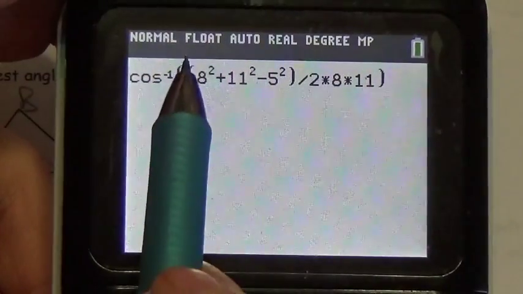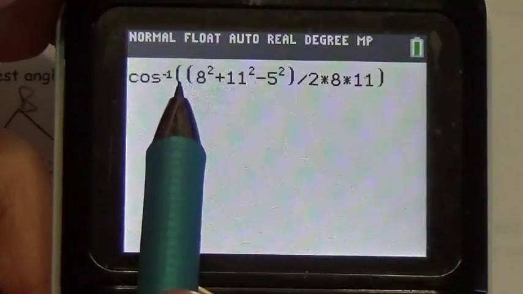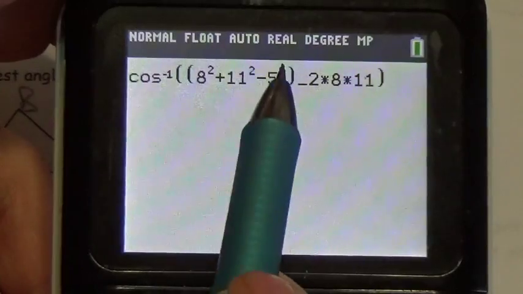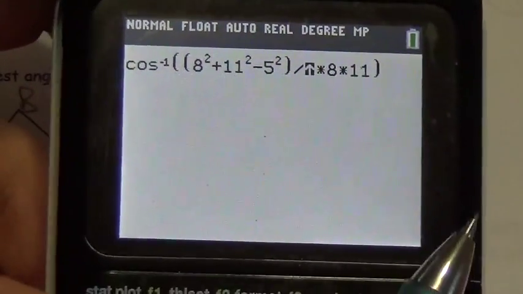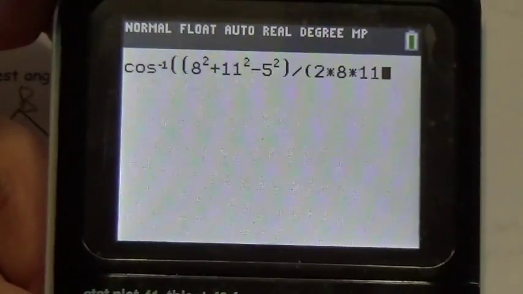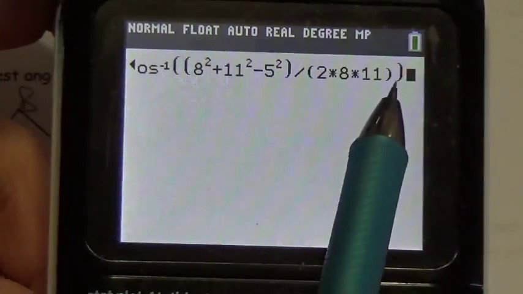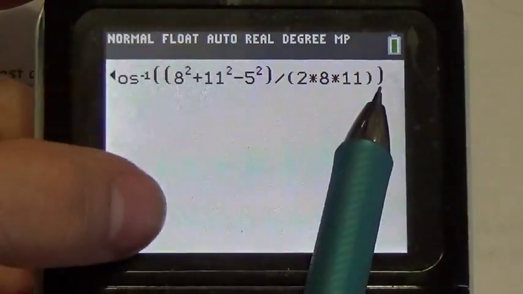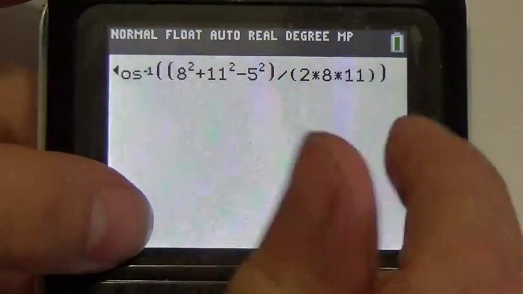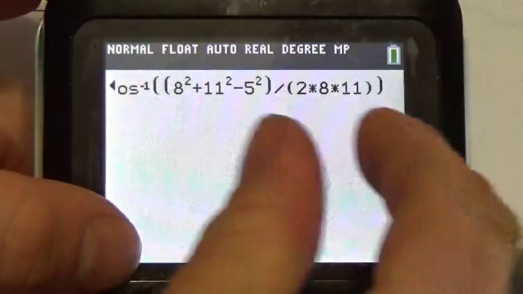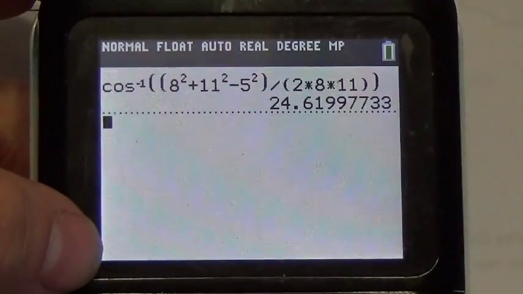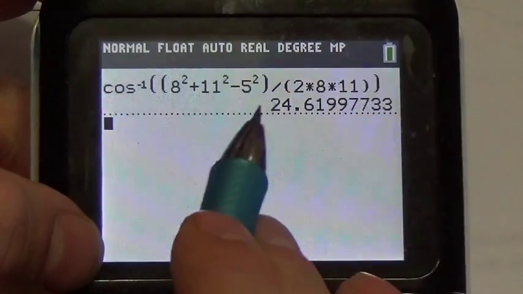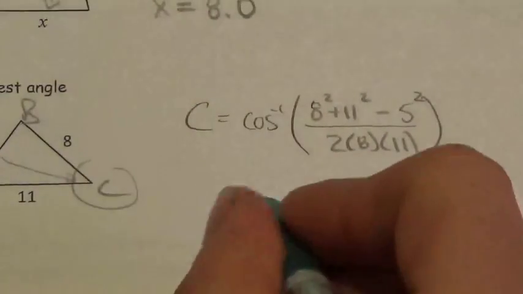Now, bear in mind, I still need this other set of brackets here for the inverse cosine. I just need to put the numerator in brackets. Then I need to put the denominator in brackets. And then I got to close out that other set of brackets for the inverse cosine. Okay, so you got to be generous here. Brackets around the numerator, brackets around the denominator, brackets around the whole thing. Press enter. And to the nearest degree, 25 degrees.